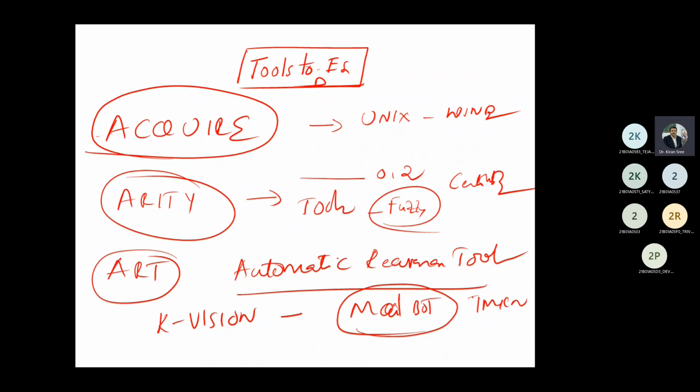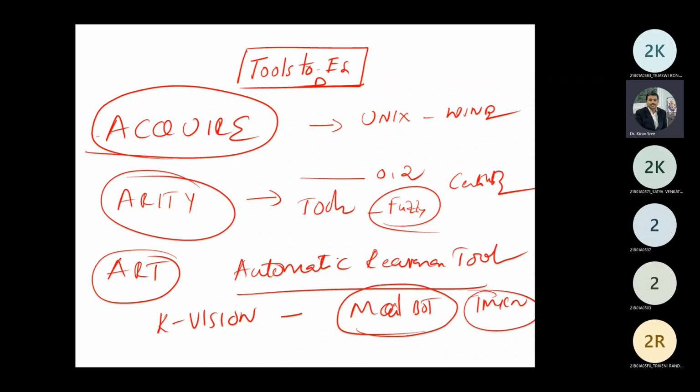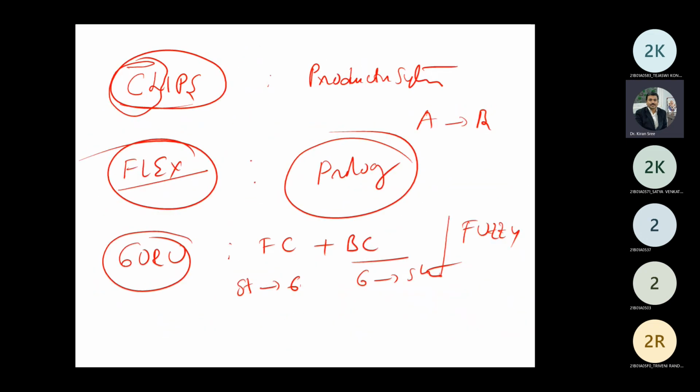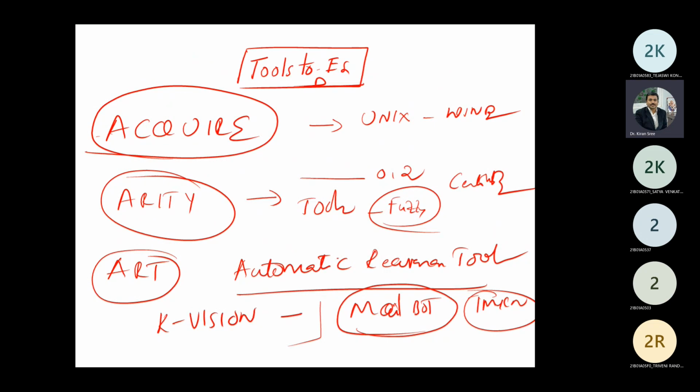All these can be called tools to design expert systems. Mostly K-Vision, we can call it expert system tools. So we have various tools of expert systems. Acquire is a tool pertaining to the knowledge acquisition module. RET is a tool which will facilitate the special interface. ART is meant for understanding the outcome of the system.